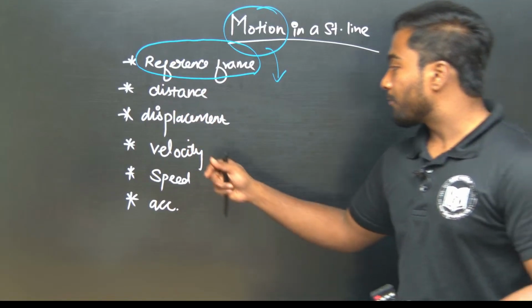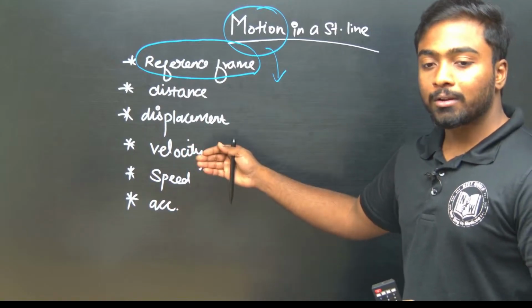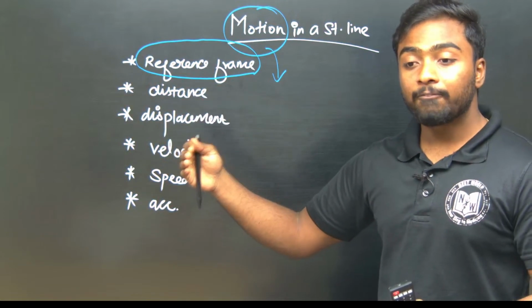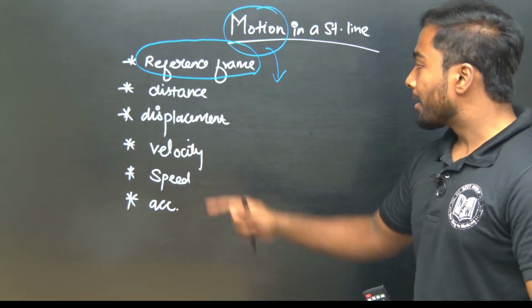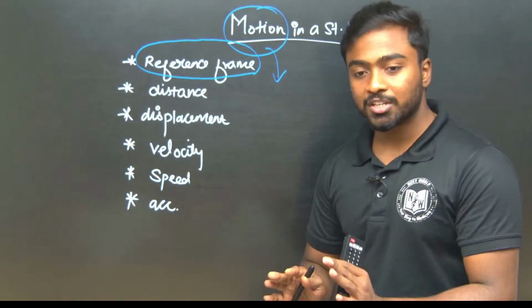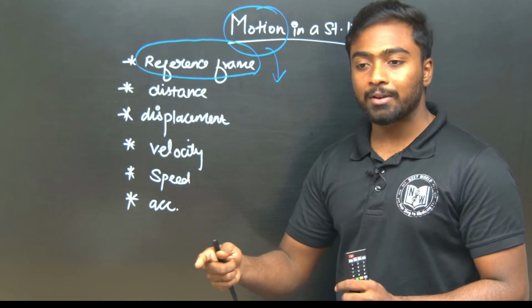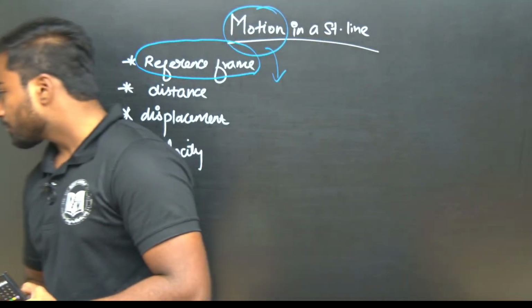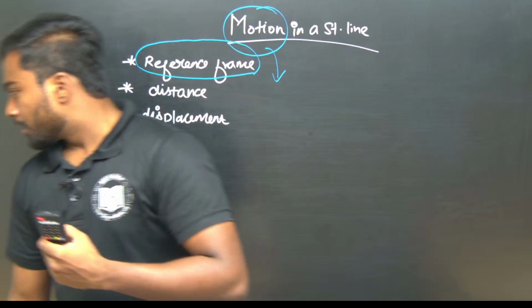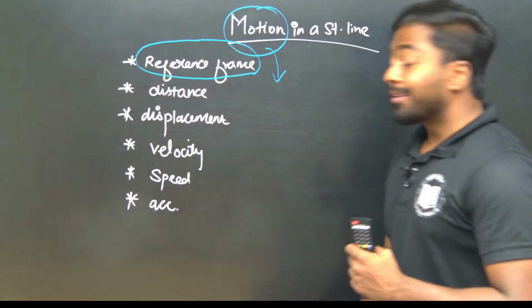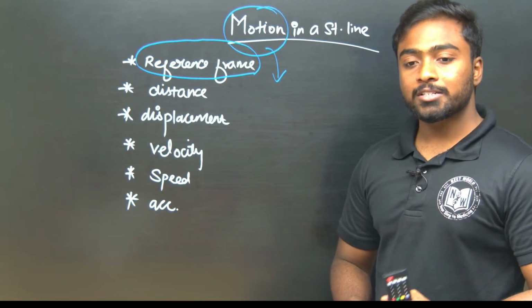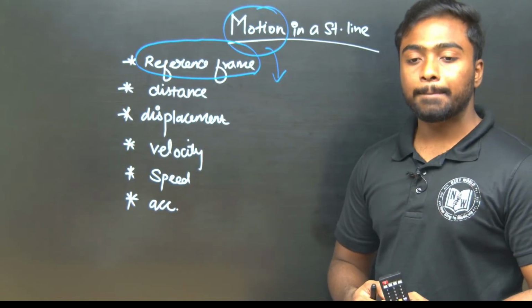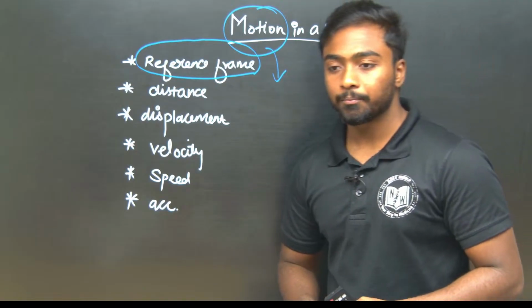And then we have gone for velocity and speed. What is velocity? It's nothing but change in position with respect to time. Displacement is change in position, but with respect to time, it is velocity. Speed is nothing but distance by time. For both velocity and speed, meter per second is the SI unit.